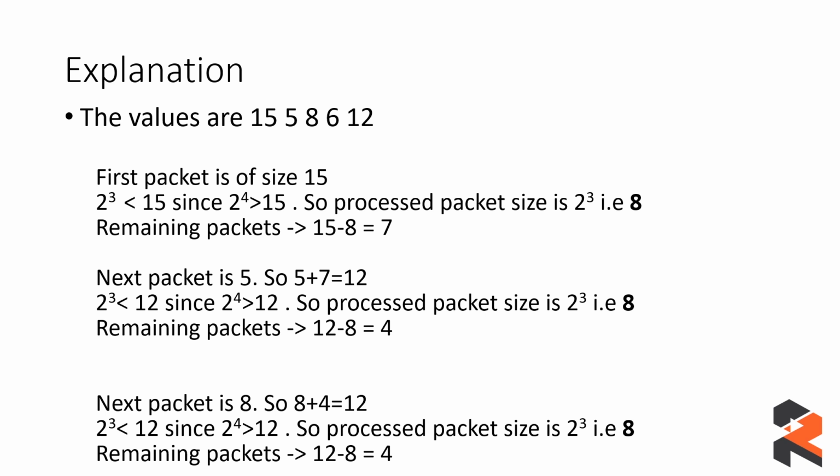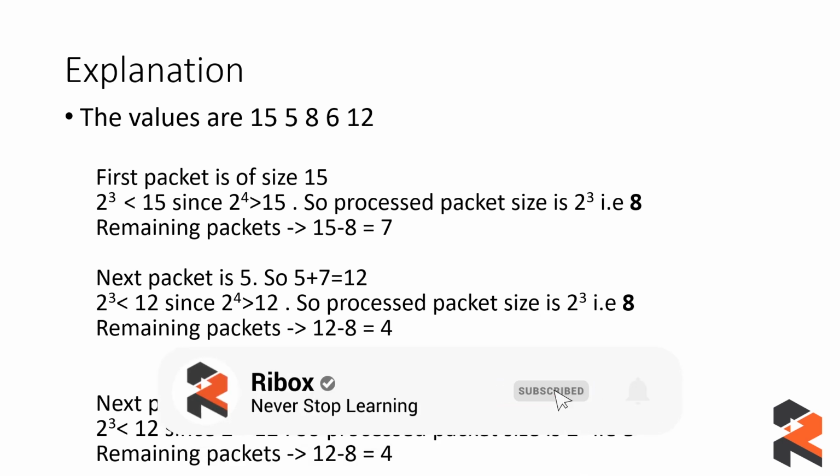Now the next packet that arrives is 5, and we add 7 to it, which adds up to 12. Again the same protocol is repeated. 2 to the power 3 is less than 12, and 2 to the power 4 is greater than 12, so the processed packet size will again be 8. Since our total was 12 and the number of packets processed is 8, the difference remaining is 4, which will be added to the next arriving packet, which is 8. So 8 plus 4 is 12.